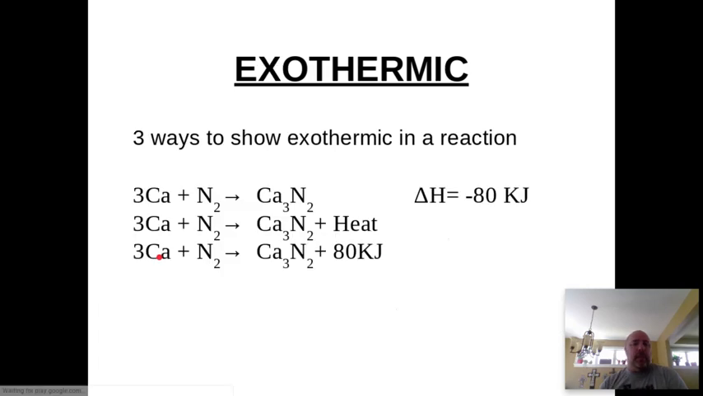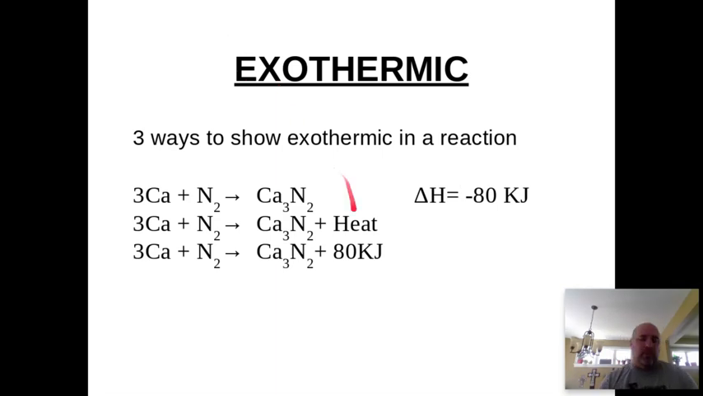Okay. There are three ways to show heat change in chemical reactions. Remember when we write reactions down on pencil and paper? So here are the three ways to do it. In this case, 3 calcium plus a diatomic nitrogen makes Ca3N2. Here are the three ways. The first way is you just write the delta H off to the side. And if it's 80 kilojoules, you have it. And if it's negative, we put a negative number because negative is exothermic.